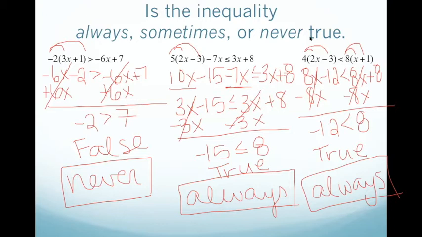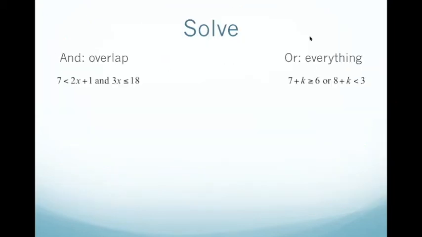Okay, let's look at another example here. For this example, we're looking at complex inequalities. So far, we were looking at just one inequality statement. Now we're going to look at what if I have multiple inequality statements and I want to find out if they're both true. So we have two different ways of comparing inequalities. We have and, and when I say and, that's more exclusive.